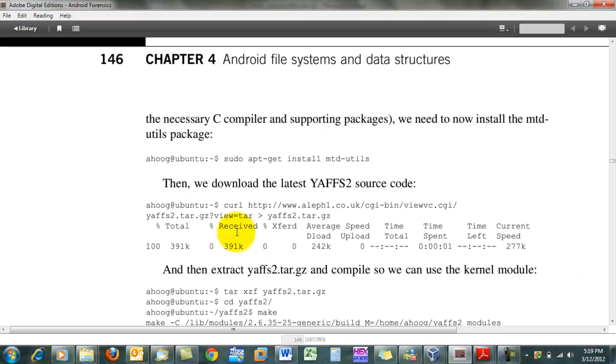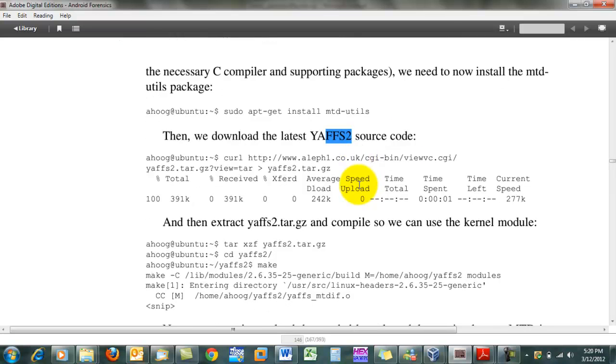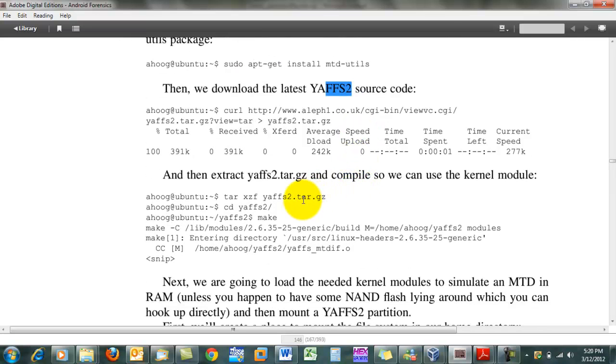The next part is that we're going to create a NAND YAFFS2 file system from the NAND flash. We're going to do it in the lab, so you're going to look through it. This part here is installing the MTD utilities, which is how to access MTD. You still remember, memory technology devices.